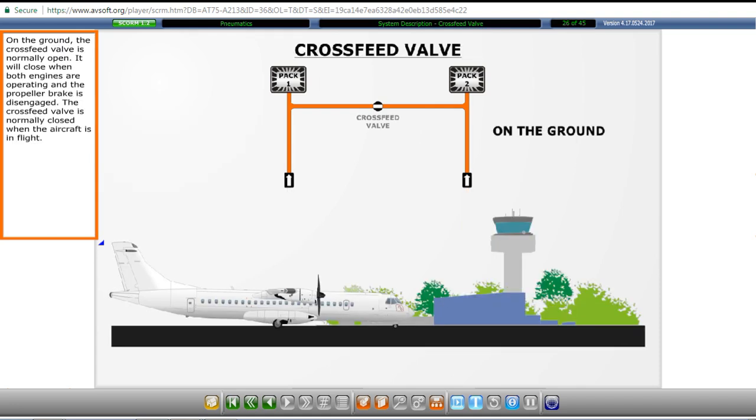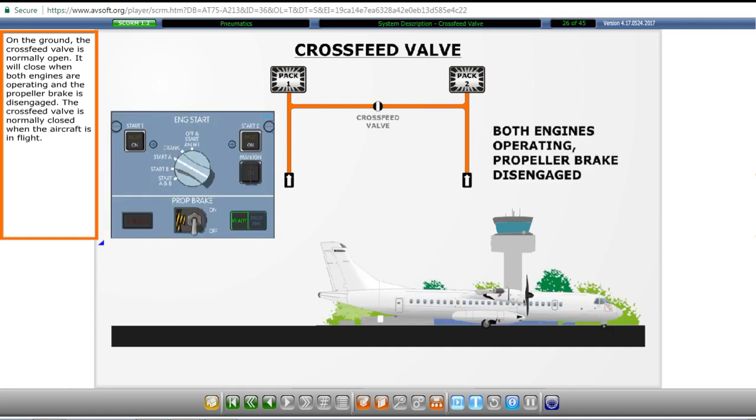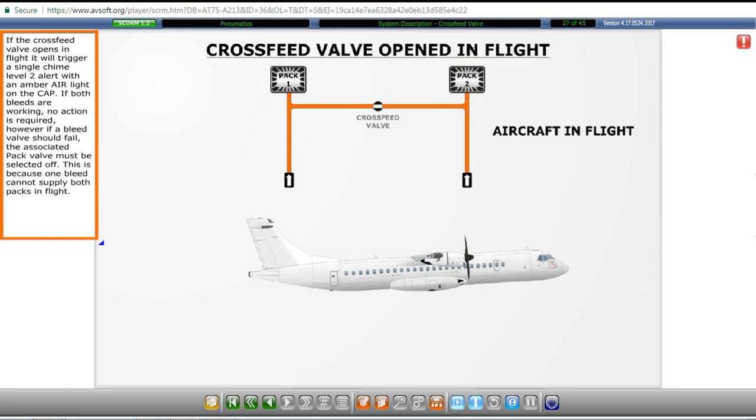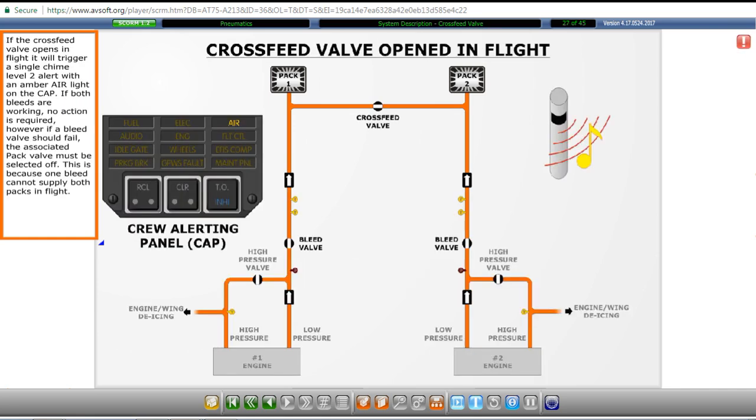On the ground, the cross-feed valve is normally open. It will close when both engines are operating and the propeller brake is disengaged. The cross-feed valve is normally closed when the aircraft is in flight. If the cross-feed valve opens in flight, it will trigger a single chime level 2 alert with an amber air light on the CAP. If both bleeds are working, no action is required.